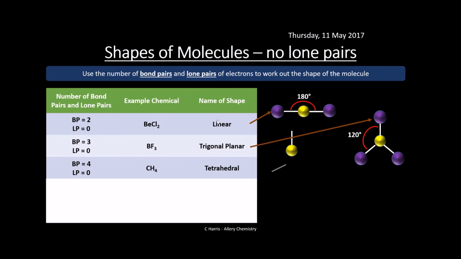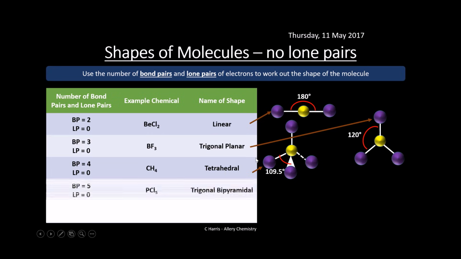Okay, the next one, 4 bond pairs, no lone pairs. These molecules are called tetrahedrals. And it's the first time we have a 3D shape. Dotted lines show bonds going away from you. Wedges show bonds coming towards you. Bond angle between each of these is 109.5. That's the furthest away they can get from each other. And first time we've got a 3D shape. Tetra meaning 4. Tetrahedral.